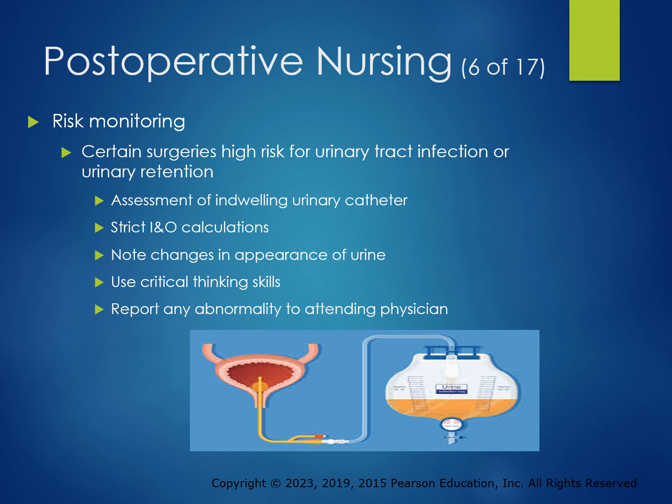Strict I&Os. Note changes in appearance of the urine. Is it bloody? Again, is it very dark and amber color? Use your critical thinking skills. Again, are they putting out 30 milliliters or more per hour? They should be putting out at least 30 milliliters or more per hour.